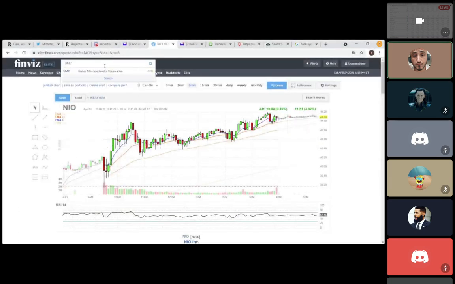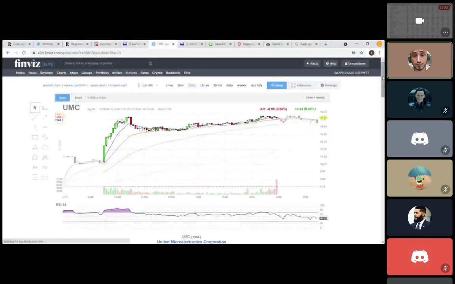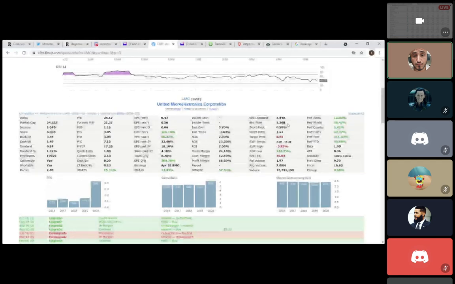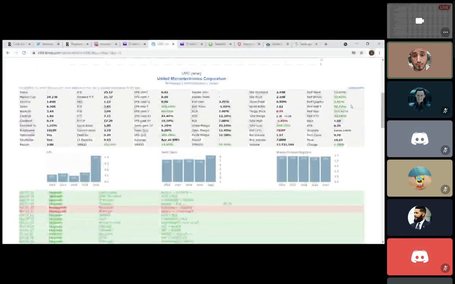UMC is a semiconductor company from Taiwan. This company has a float of 2.29 billion. The market cap of this company is 24 billion. It's basically calculated by the actual price times the outstanding shares, so that's basically by the float. That's how you get your market cap.